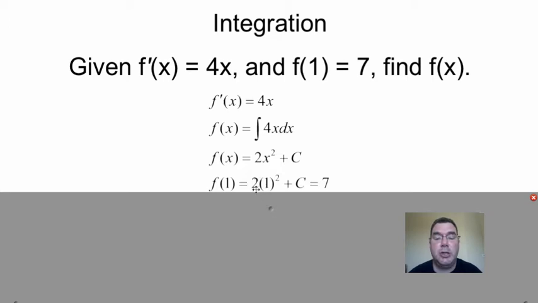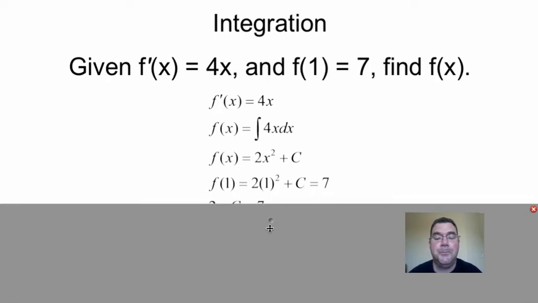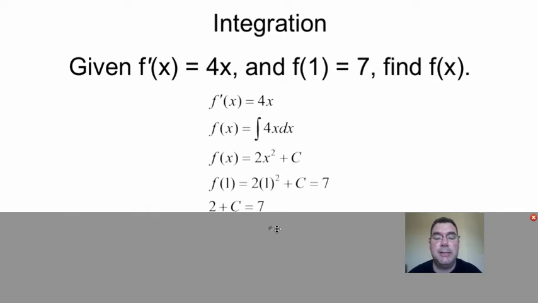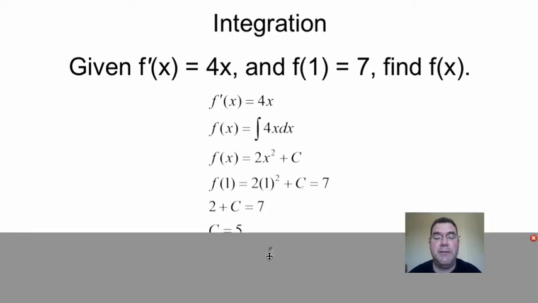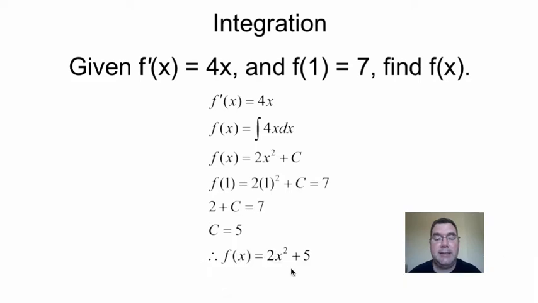So now if I just look at everything over here, I've got enough information to figure out what the value of c is, what my constant is. So 2 plus c is 7, well then obviously c is 5. And so now I can go back up to where I originally started talking about f of x, and I can replace that c with the number 5. So I can confidently say that f of x is 2x squared plus 5.